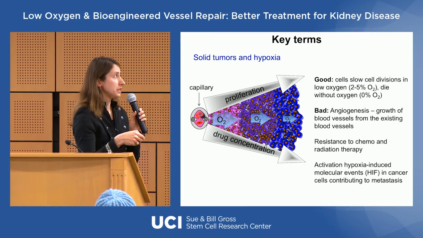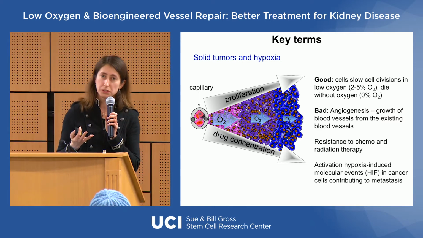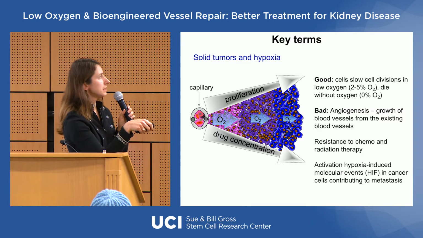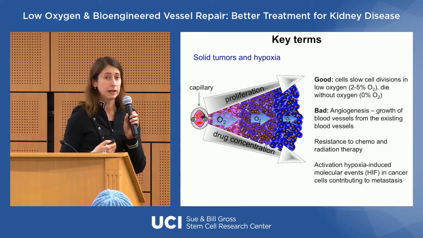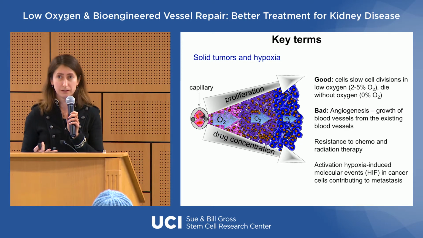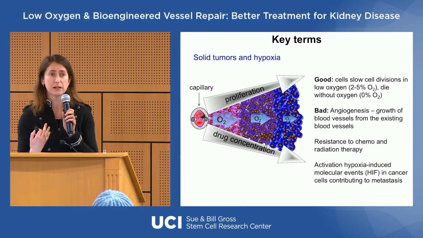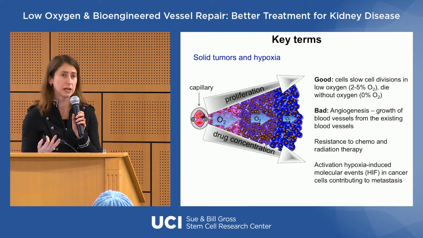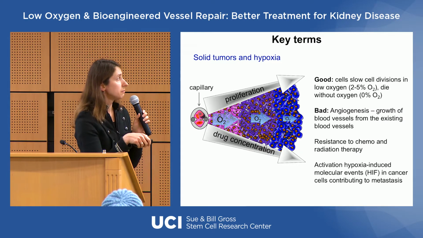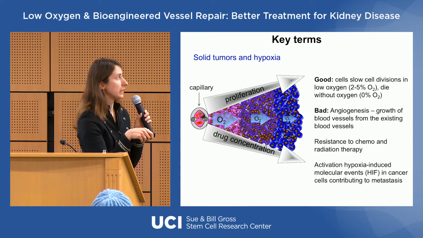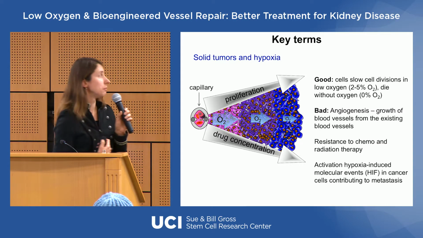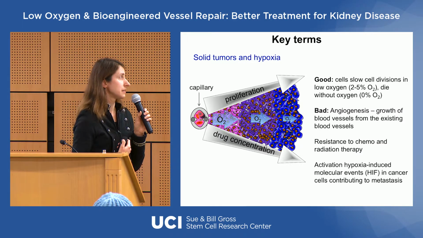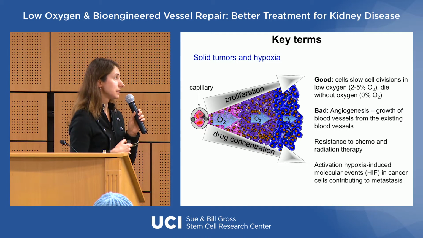So what are the consequences? There is a good consequence. The good consequence is that cells slow cell divisions in low oxygen, and if there is no oxygen, they die. So this is good for us. The tumor cells cannot grow as fast. But then there are a number of bad consequences. One of the bad consequences is called angiogenesis. I am going to revisit angiogenesis in a moment. It's the growth of blood vessels from the existing blood vessels.